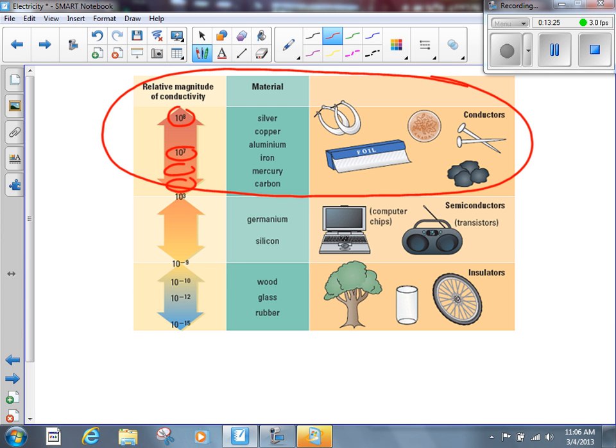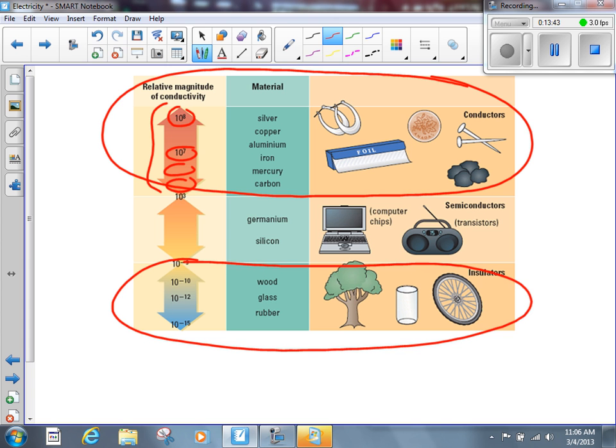What do you see in common about almost all of those conductors? What do they have in common? They're metals, right? They're almost all metals. Metals tend to be good conductors because metals don't hold on to their electrons quite as well as other things. Take a look down here now.